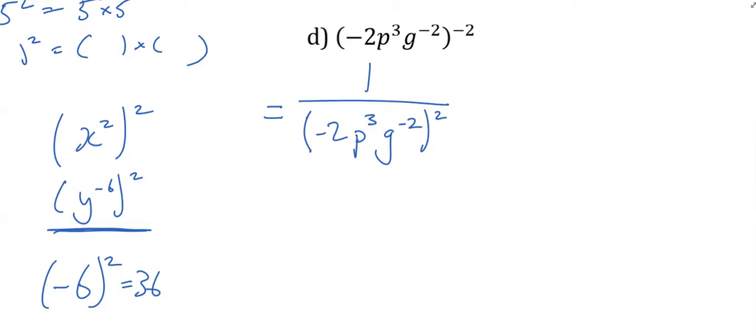Very good. So this is 1 over 4, p cubed all squared. Whoops, I gave it away. Is p to the 6. So this is p to the 6. And g to the negative 2 all squared is negative 2 times 2, g to the negative 4. So this is g to the negative 4.